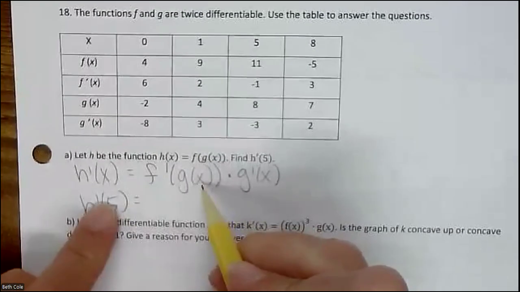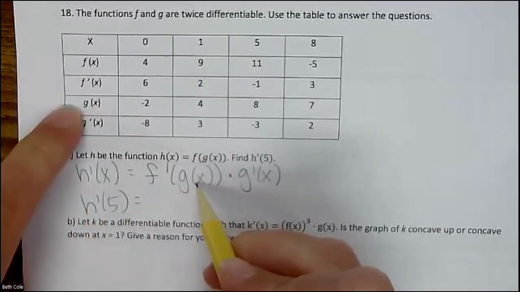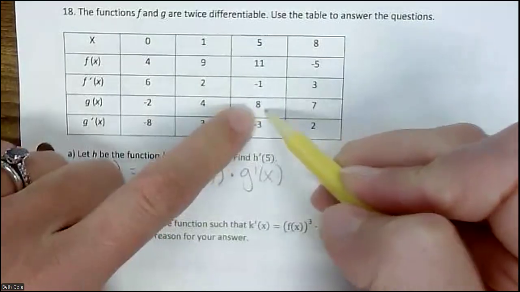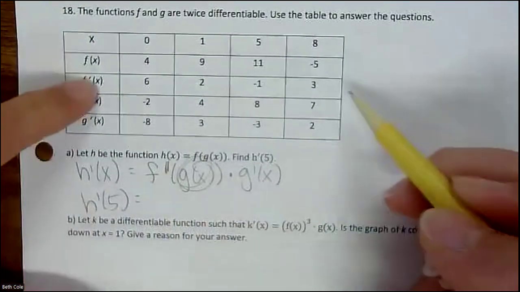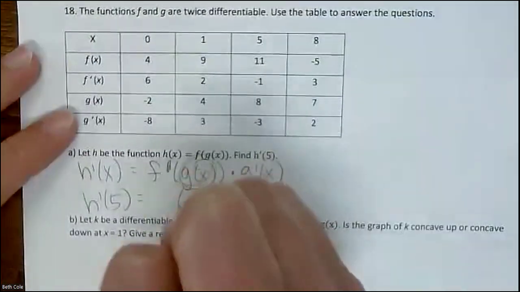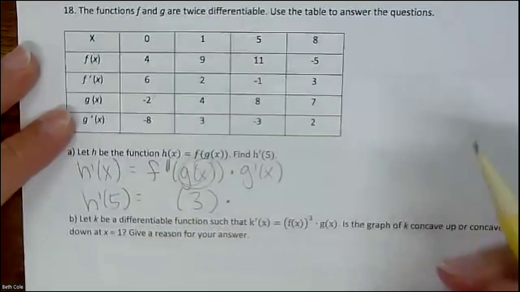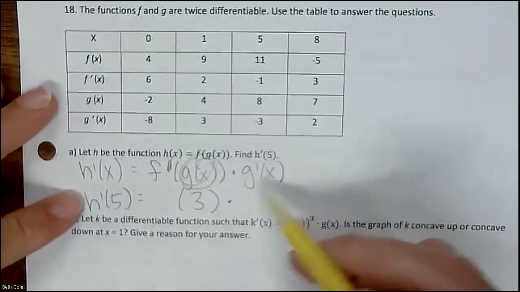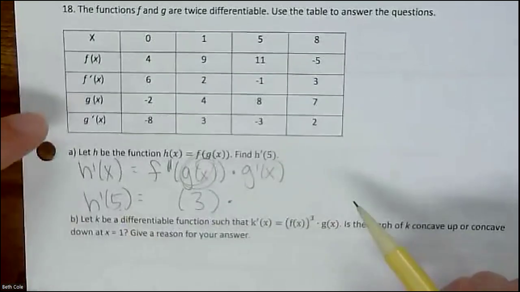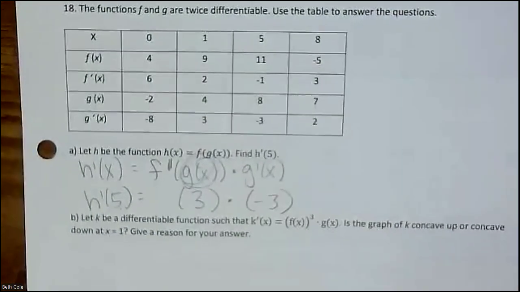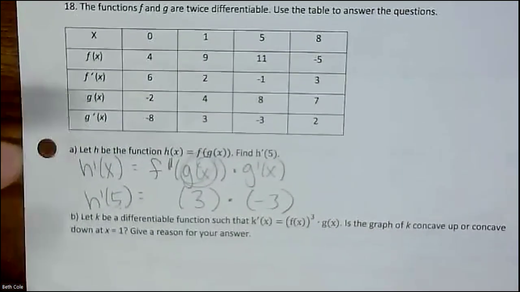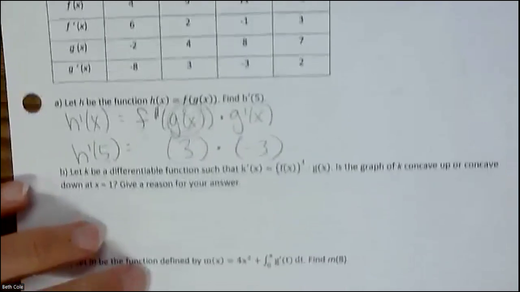All right, so we're going to start with G of 5. What is G of 5? Link up G and 5. 8. Then you have to do F prime of 8. Good, 3. That first part is 3, the little chain rule dot. And then you're still plugging in 5. G prime of 5 is -3. So the first part is knowing the chain rule. The second part is using a table.